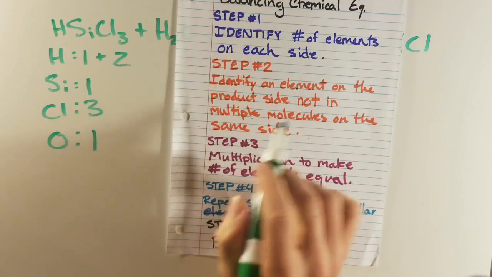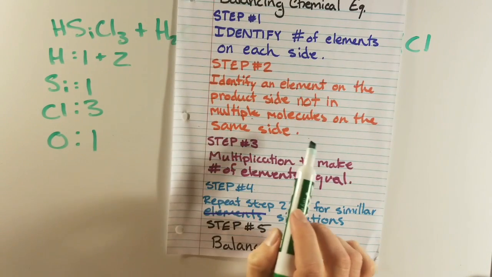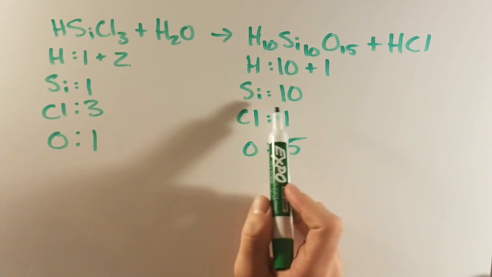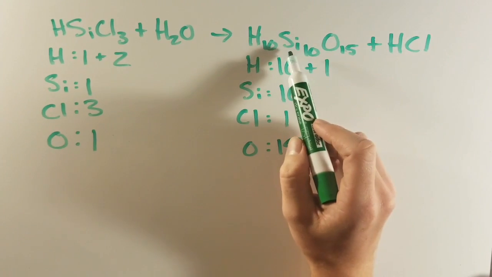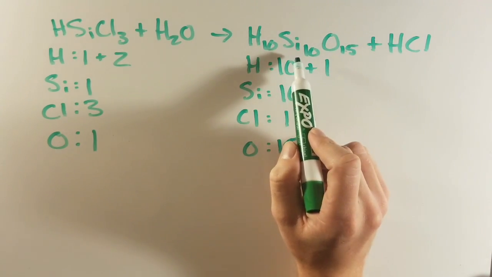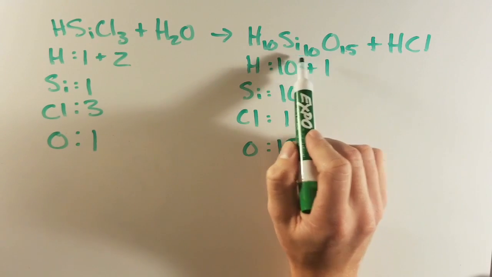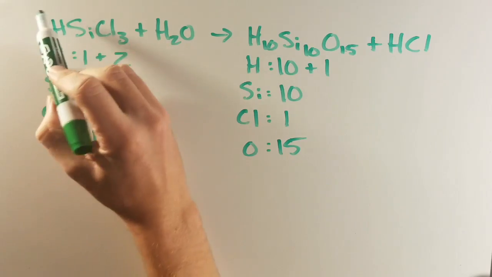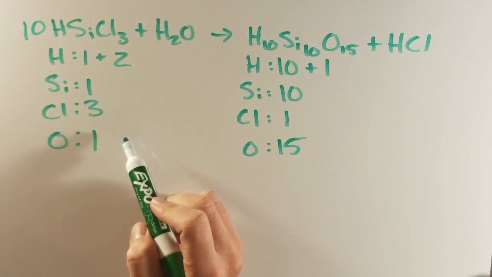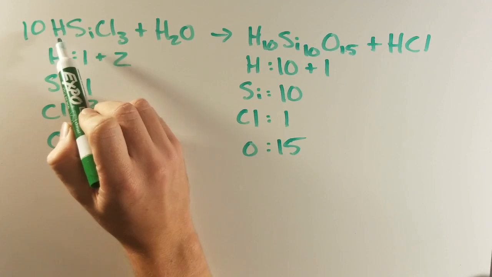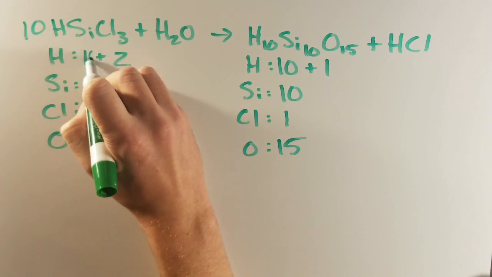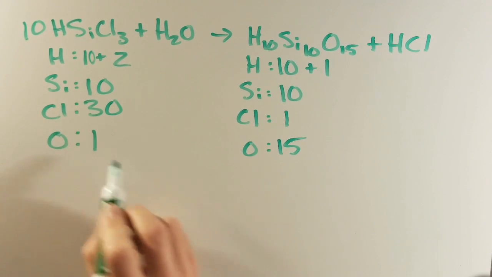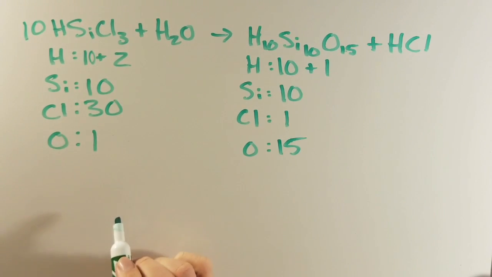Step 2, identify an element on the product side that is not in multiple molecules on the same side. So silicon, okay, silicon works. It's on this side. It's not in both molecules. So let's try to balance silicon on the left, on the reactant side. We have 10 here. To get 10 on this side, we would have to multiply this molecule by 10, right? But this affects hydrogen here and chlorine here. So hydrogen is now multiplied by 10 in that molecule, and chlorine is multiplied by 10 here. Silicon also multiplied by 10, so we have 30 chlorines, 10 silicons, and 12 hydrogens.